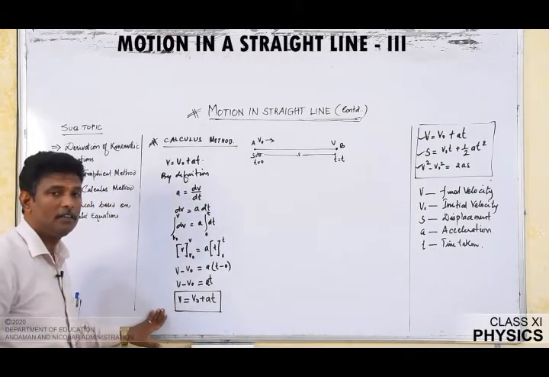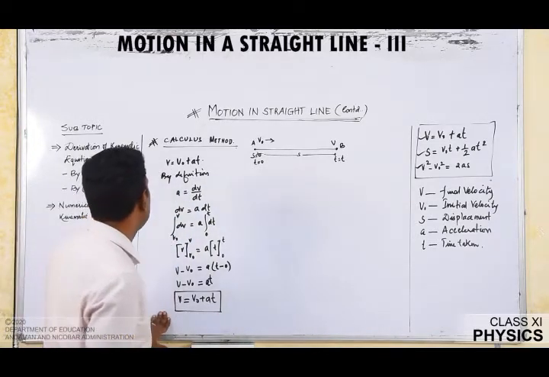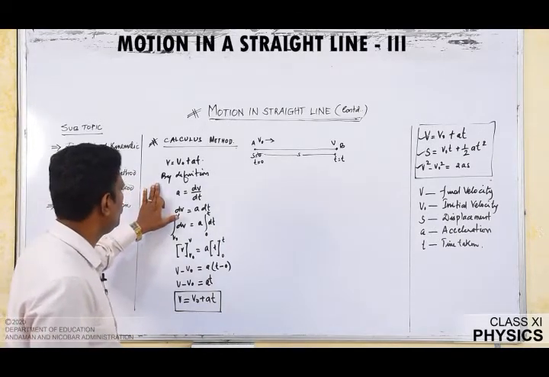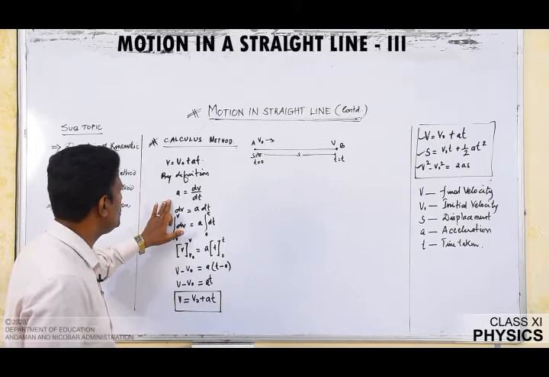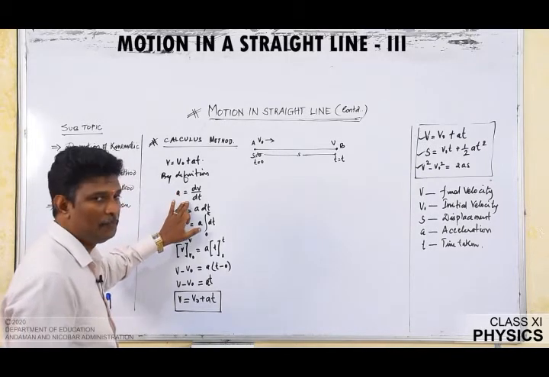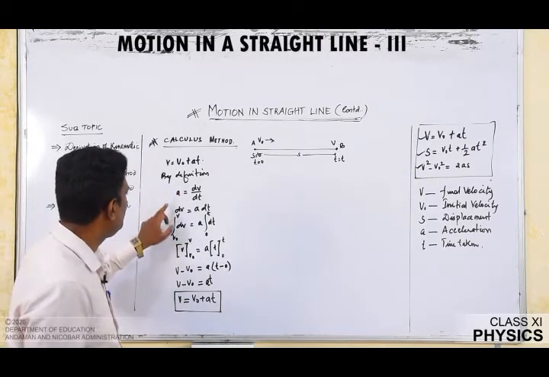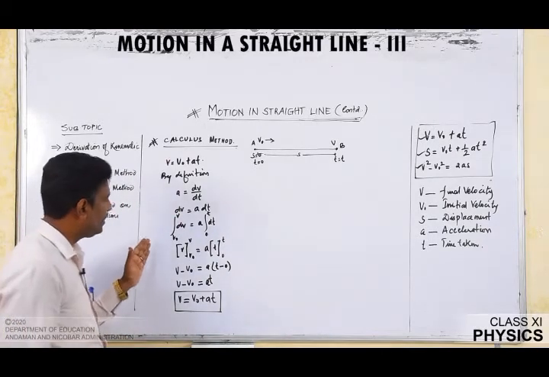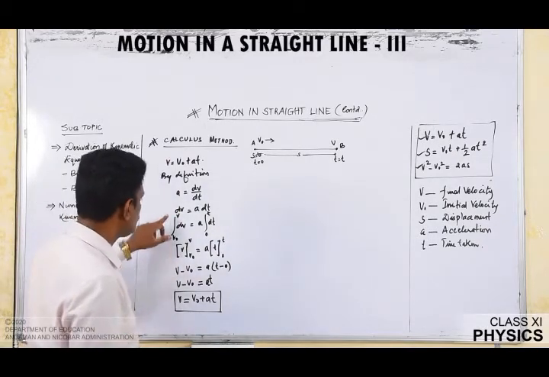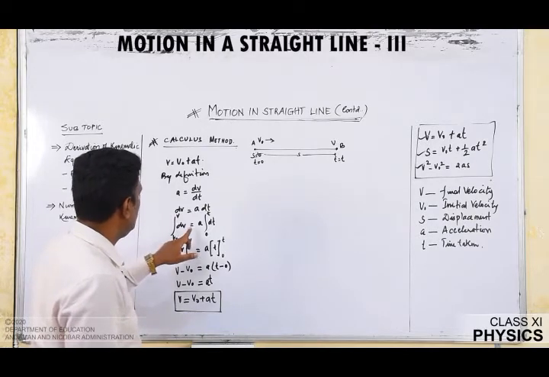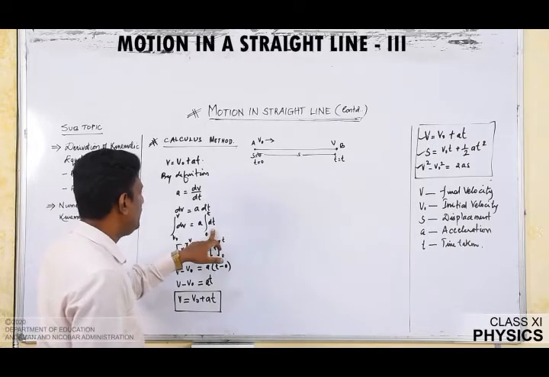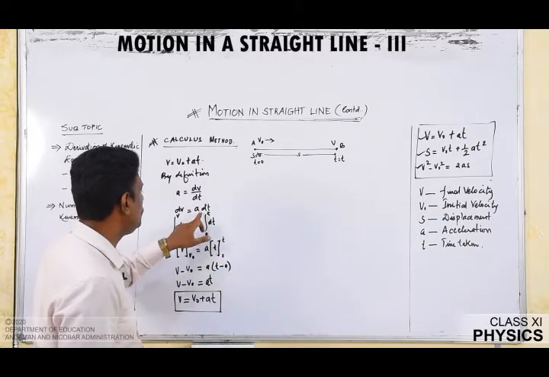Thus, we arrived at the first equation of motion. Let me repeat it. By definition, we know that A, acceleration, is equal to change in velocity by change in time. So, we can write here dV is equal to A dt. So, we need to integrate with the limit of initial velocity to the final velocity. A is a constant, that is why taken out, dt integrating 0 to t time.